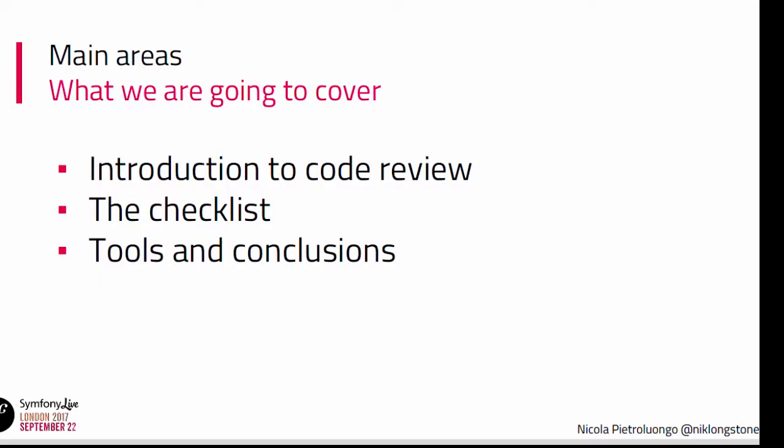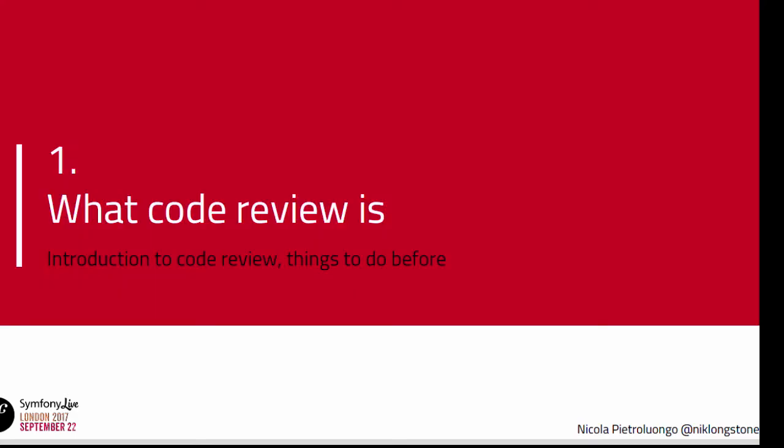So this talk is composed of three main areas: an introduction to code review, what it is, types of code review; the checklist, the juicy part, with snippets of code and areas like architecture, best practices; and at the end, we will see some tools, and we will draw some conclusions. So let's start with what code review is.